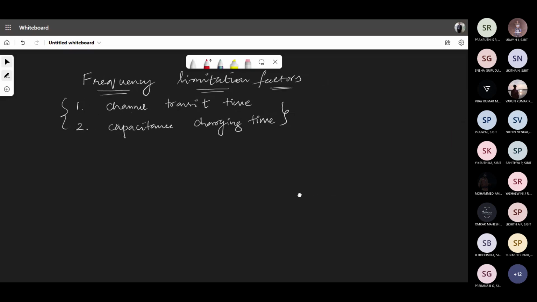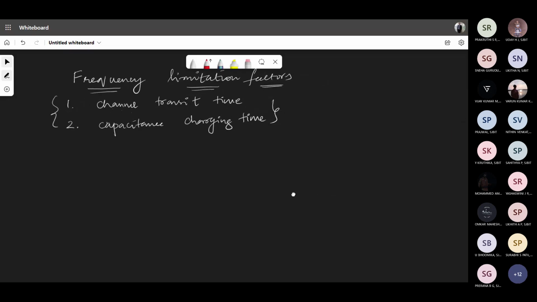Okay. This is to say, can this JFET handle all different varieties of frequencies? This particular article will attend to this question as to whether they can really handle it, or what is the real limitation as far as the input frequency is concerned. We'll also come across what is called the cutoff frequency. Cutoff frequency is also discussed, which relates to the second point, the capacitance charging time. Let us speak about the channel transit time.